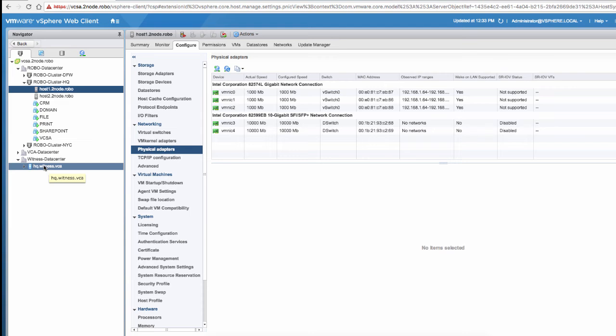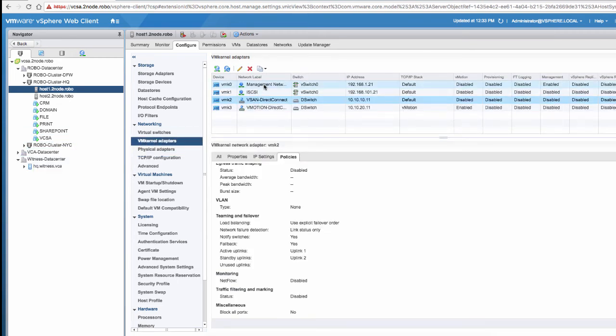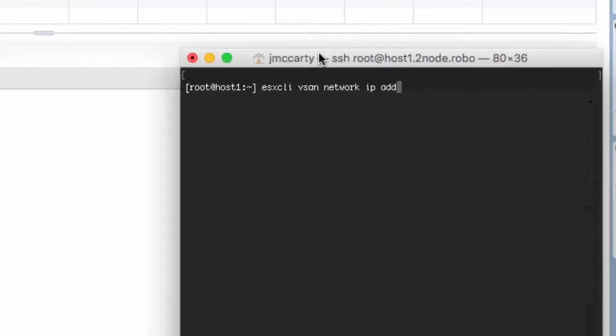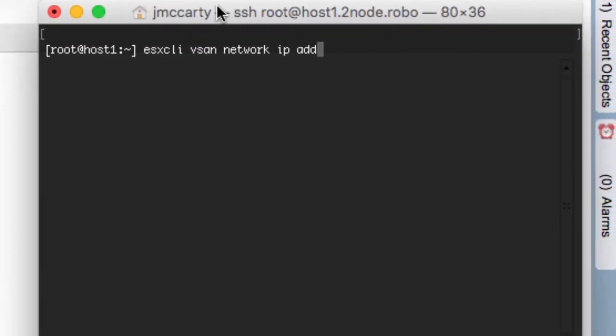To be able to get to the witness appliance, we have to go to a command line and we have to enable another VM kernel interface, such as our management interface, for vSAN witness traffic. Before configuring the cluster, I remoted into host 1 and host 2 and ran the following command: esxcli vsan network ip add -i vmk0, my management interface, and -T equals witness as my traffic type.